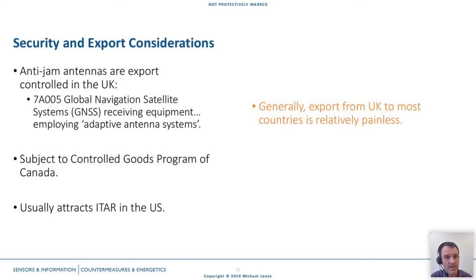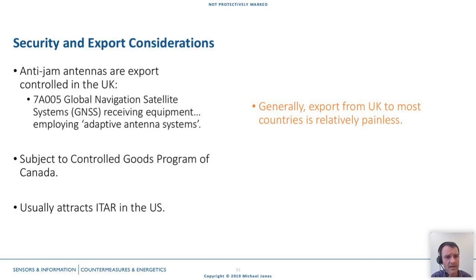They sit on the dual use list under export control item 7A005, which is global navigation satellite systems receiving equipment employing adaptive antenna systems. And all that means is you need an export license to export those from the UK. At the moment, they still sit on the open general export license, which means they're very, very easy to export to most, I guess, sensible countries. And in fact, I've exported them to 42 different countries without any problems whatsoever. So they're relatively easy to export.